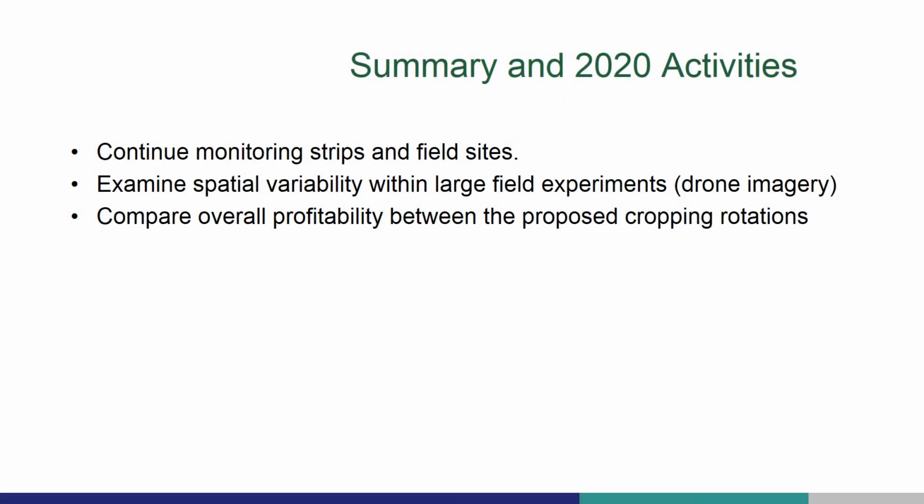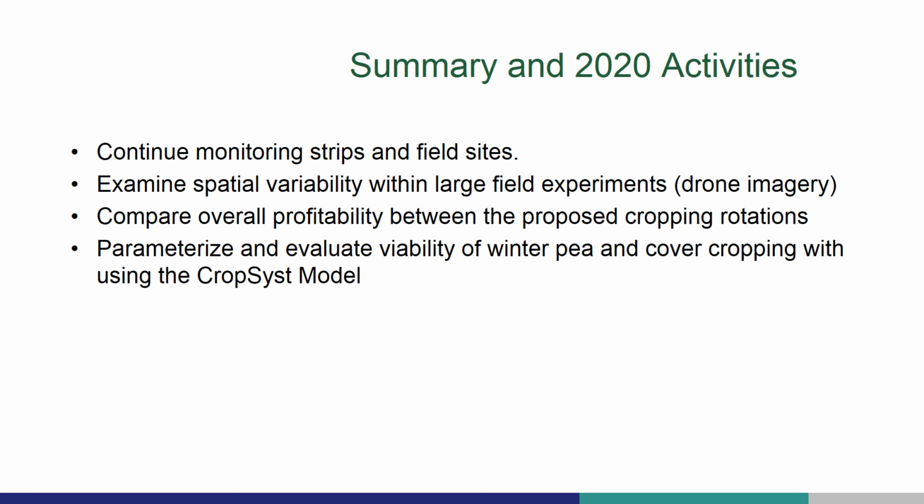So what are we doing next? We're going to continue monitoring strips and field sites for another year. It'll be really interesting, especially in the field experiments where we're looking at winter wheat yields following cover crops in a large field. So we can actually see, do we have a yield hit this year in the field studies? And we're going to start getting into looking at the modeling and profitability of these different alternative cropping systems. So more to come on that. Thanks for listening.